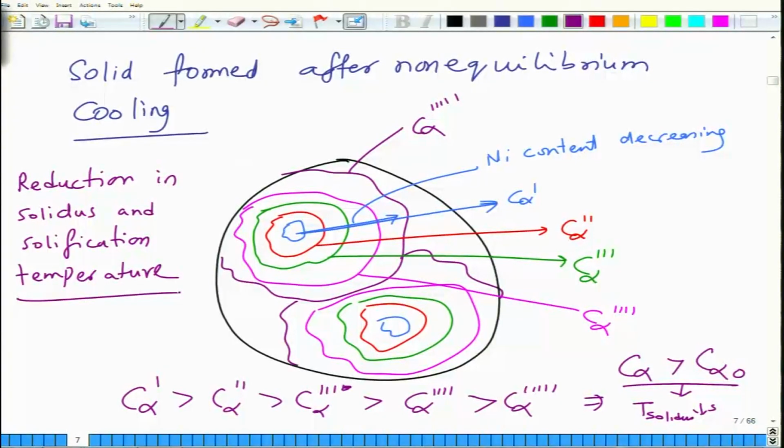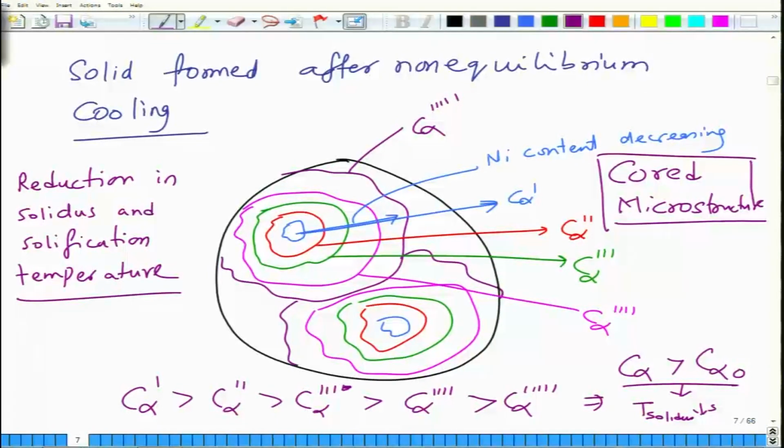So this kind of microstructure will be formed in real conditions in alloys, and this kind of microstructure is called a cored microstructure. Coring means composition fluctuations, so this is called coring. You have at the center different composition as compared to the periphery, and this composition gradient results in a microstructure called a cored microstructure.